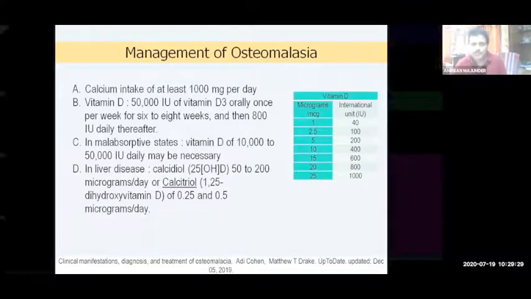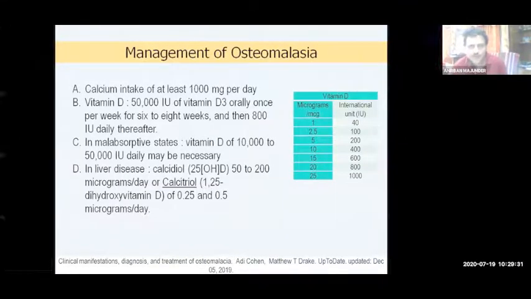Now, how do we treat osteomalacia? You can see that the treatment is basically replacing the patient with calcium and vitamin D. Now, there are many ways by which we can replace the vitamin D. So we may start with 50,000 international units orally once per week for 6 to 8 weeks, and then 800 units daily thereafter. So this is one of the guidelines.